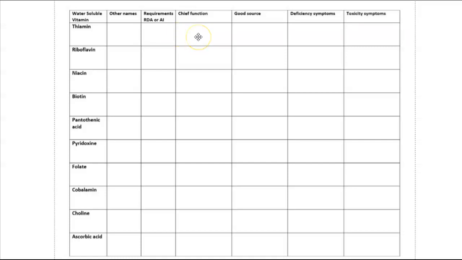Chief function. I mean, all of the vitamins have lots of different functions, many functions. We're just going to pick out some of the really important ones. What are some good food sources? And what happens if you are deficient in it? What kind of symptoms will you experience? And then the last column here is what symptoms will you experience if you have a toxic level of them.